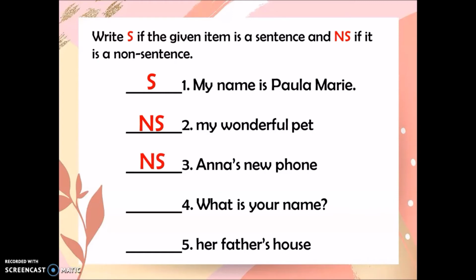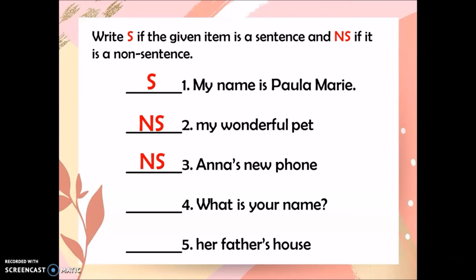Very good. That is a non-sentence. But why is that a non-sentence? It starts with a big letter, but it doesn't have a punctuation at the end of the word, meaning that it is a phrase. It starts with a big letter because Anna is the name of a person, or that is an example of a noun. Okay, so that is a phrase.